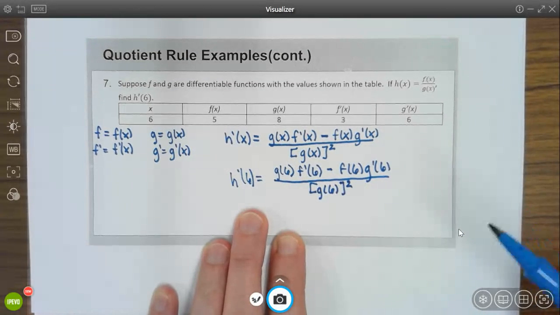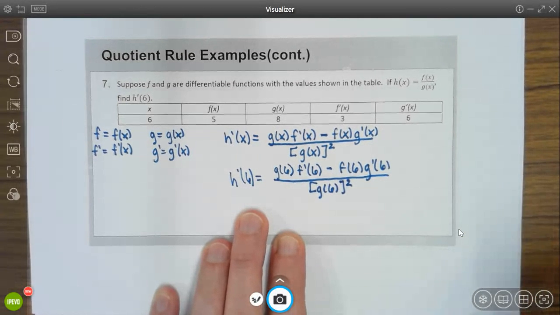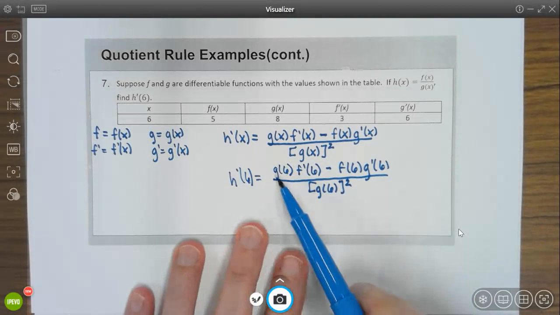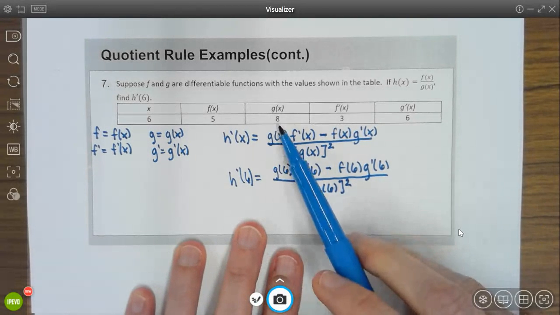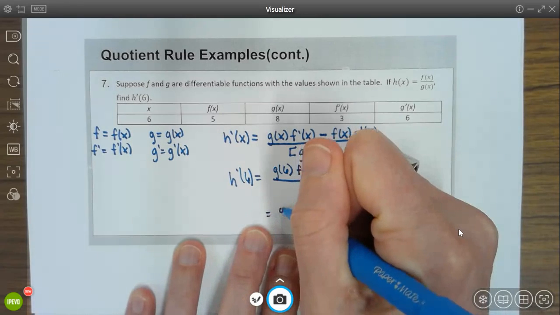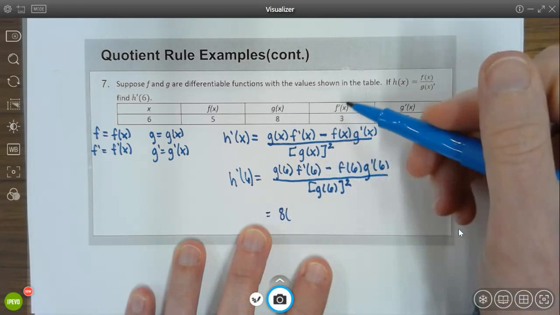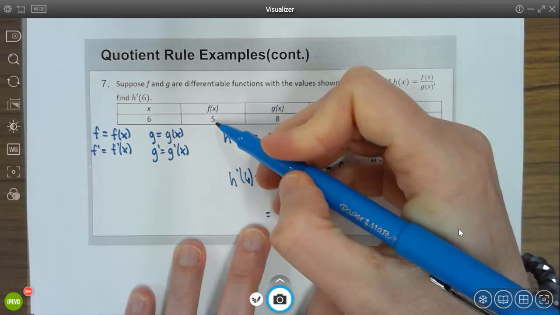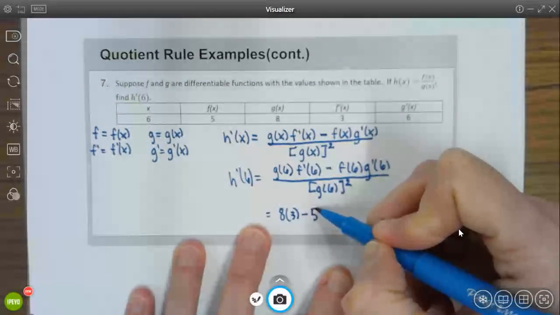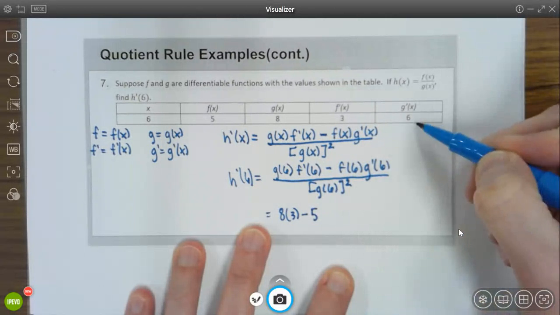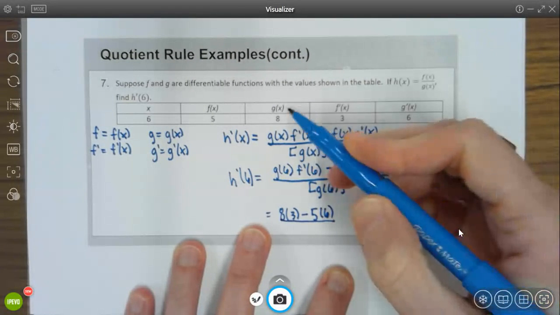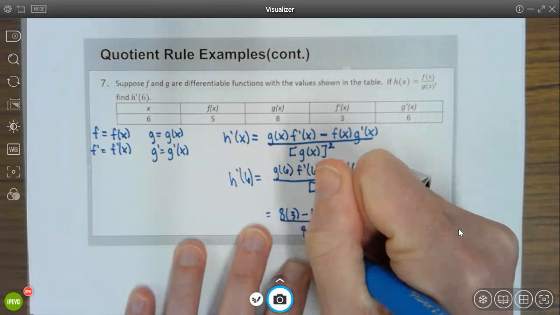Now, in this case, since we didn't know what f of x and g of x were as functions, we have to rely on the table to grab these values. So g of 6 is going to be 8. F prime of 6 is going to be 3. F of 6 is going to be 5. And then g prime of 6 is going to be 6. And then I'm going to put that all over g of 6 squared, which is again 8 squared.